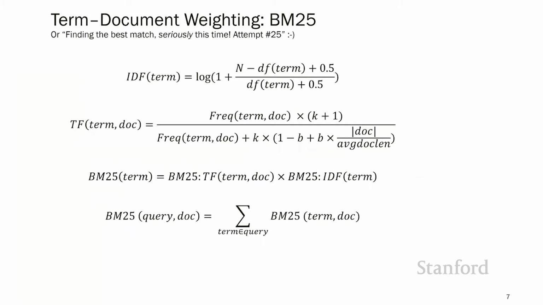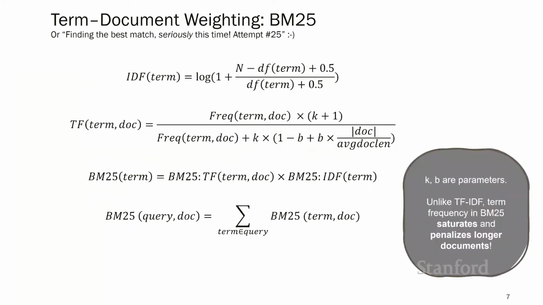A much stronger term weighting model in practice is BM25, or Best Match number 25. And as you might imagine, it took many attempts until BM25 was developed. For our purposes, unlike TF-IDF, term frequency in BM25 saturates towards a constant value for each term, and also it penalizes longer documents when counting frequencies, since a longer document will naturally contain more occurrences of its terms. These are the main differences, and it really helps BM25 in practice be a much stronger term weighting model.